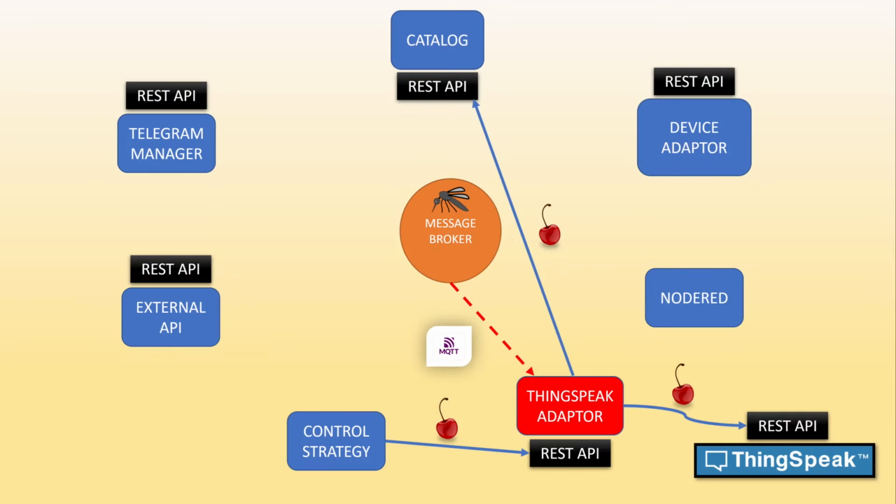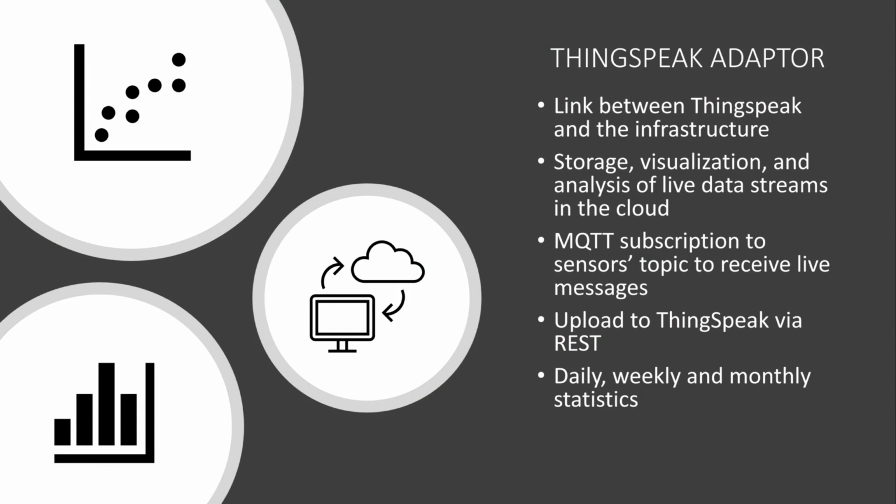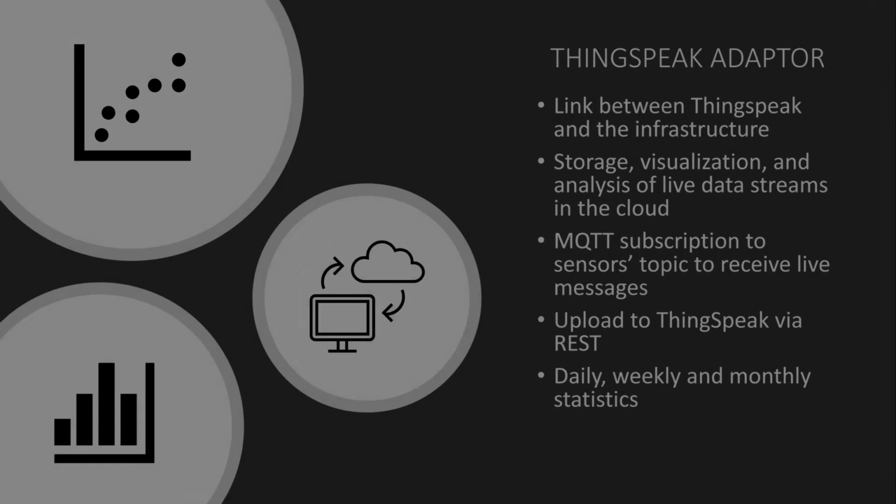ThingSpeak is used in order to store, visualize and analyze live data streams in the cloud. It provides instant visualization of data posted by our devices. The ThingSpeak adapter is our link between ThingSpeak itself and the infrastructure. It is subscribed to Sensor Topic in order to be able to receive their live messages, and then it uploads them to ThingSpeak via REST. It also performs daily, weekly and monthly statistics for all the measured quantities.